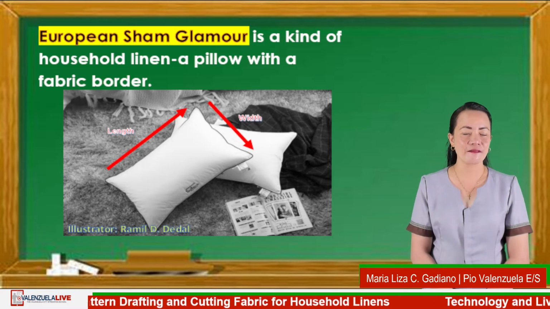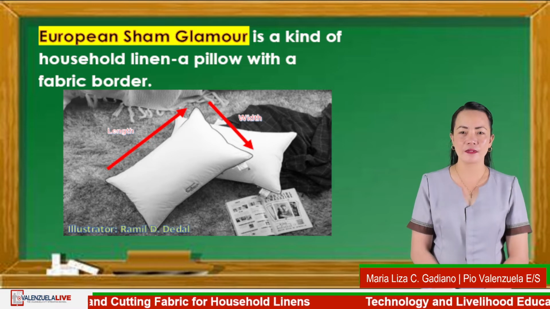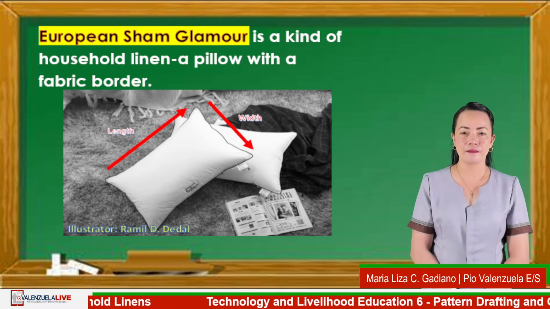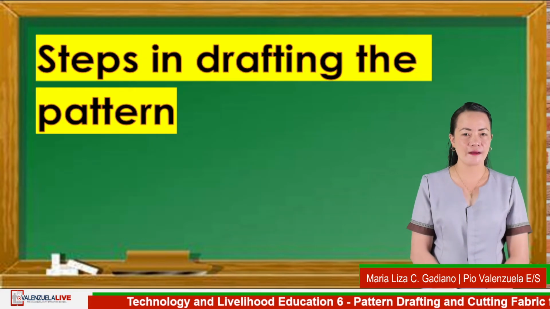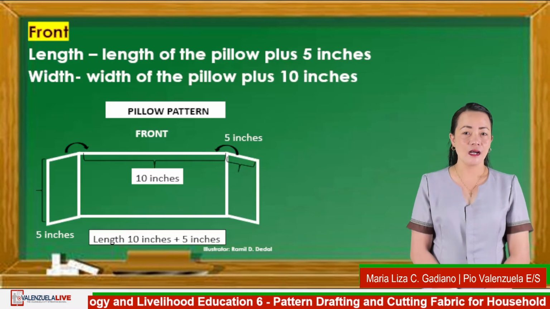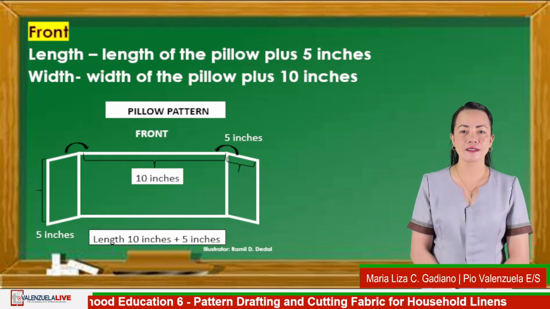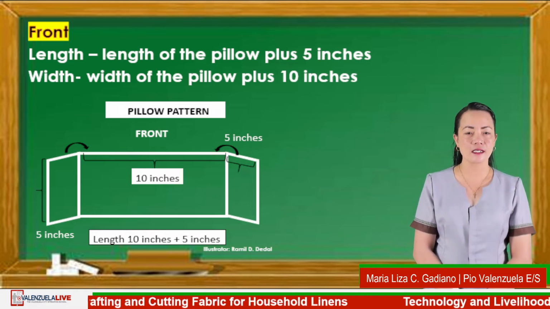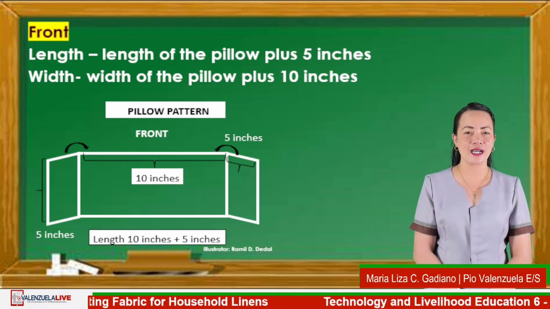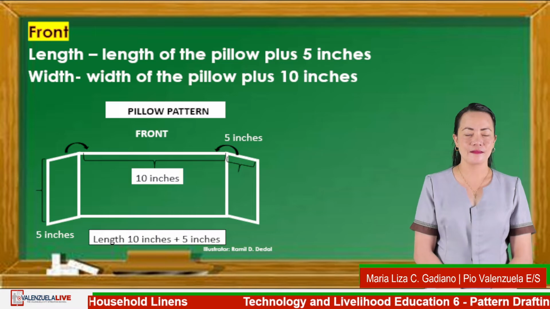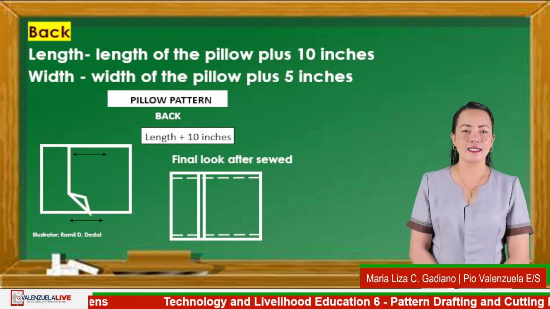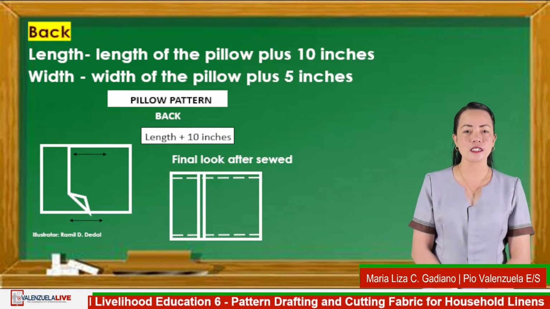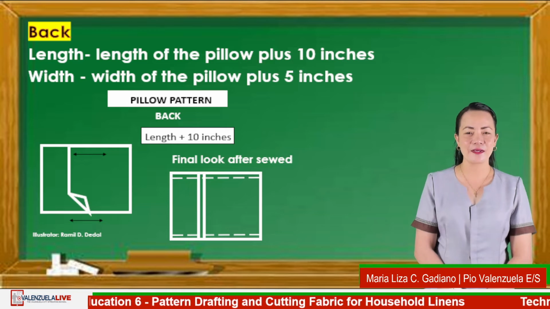Children, for your information, European sham glamour is a kind of household linen. It is a pillow with a fabric border. Here are the steps in drafting the pattern. Front, for the length of the pillow is plus 5 inches. For the width of the pillow is plus 10 inches. Please refer to the illustration. Back, for the length of the pillow is plus 10 inches. And for the width of the pillow is plus 5 inches. Please refer to the illustration.